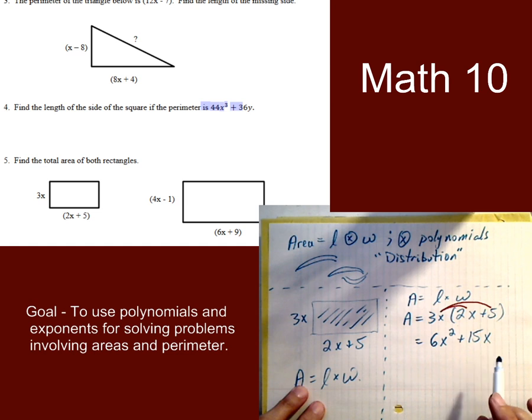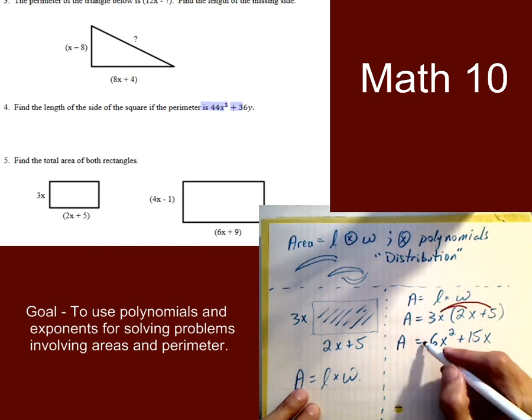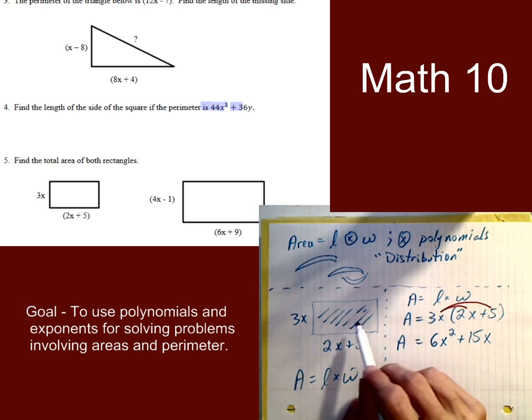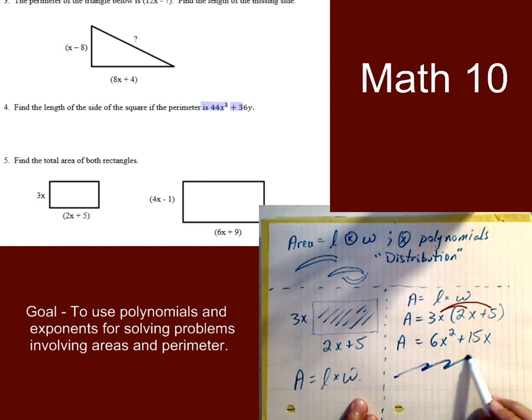So what we can say, beautiful, all lined up, is that this expression here, since it comes from multiplying the length with the width, in fact represents the area inside of this rectangle. Done.